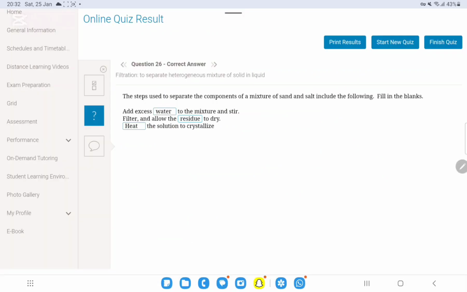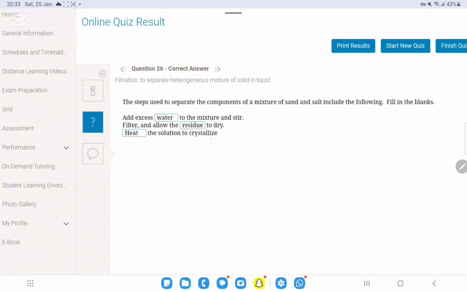In this question, they want the steps used to separate the components of a mixture of sand and salt. They also asked this question last week. First, you put some water to dissolve the salt and keep the sand insoluble. Then you filter it. You have the filtrate, water and salt, in the bottom, and the residue in the filter paper is sand. You then heat the filtrate and let it crystallize to form salt crystals, and you leave the residue sand to dry. You add excess water to the mixture and stir, filter and allow the residue to dry, and then heat the solution to crystallize.